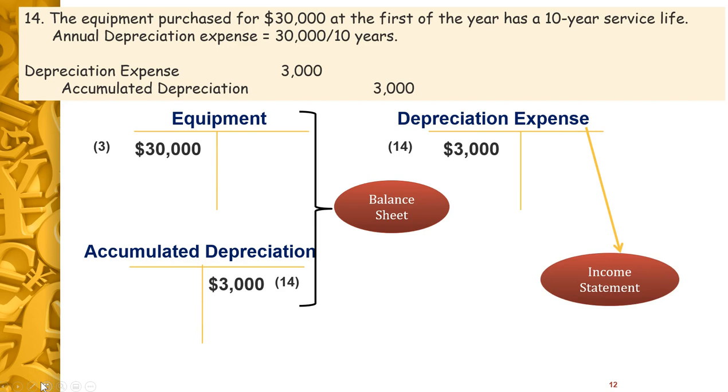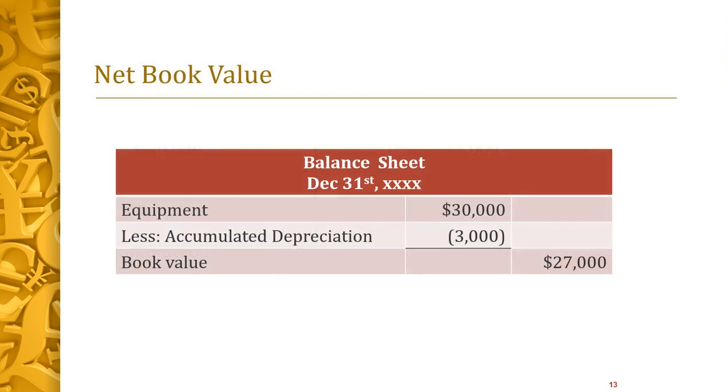Now, what would it look like on the balance sheet? This is what it would look like. We would show the equipment less accumulated depreciation. Usually if you say less, you don't put brackets, so one way or the other. And you notice you're subtracting. Remember, you always subtract accumulated depreciation. So we now have a net book value of $27,000 at the end of year 1.